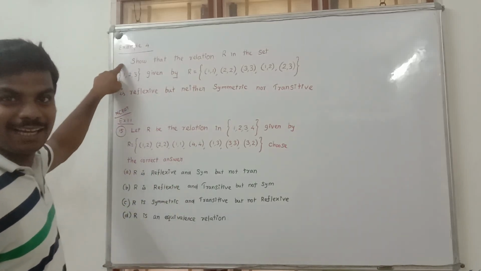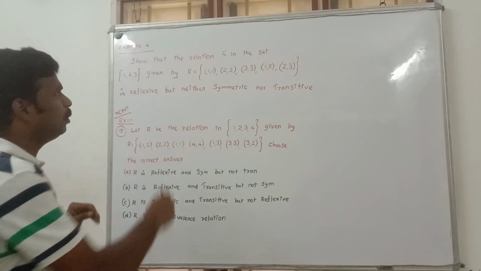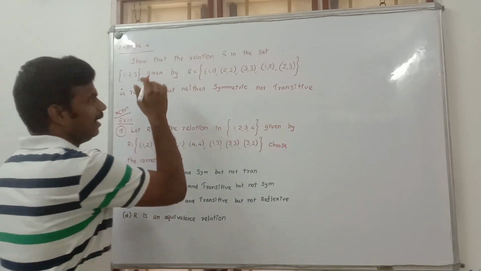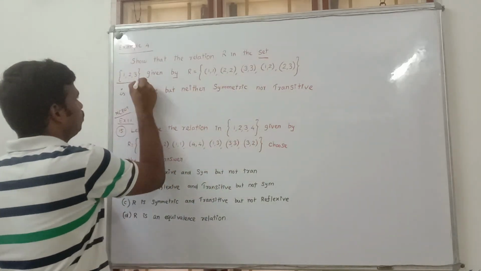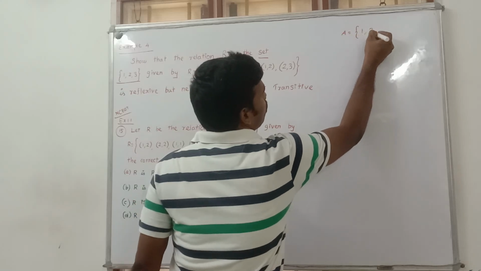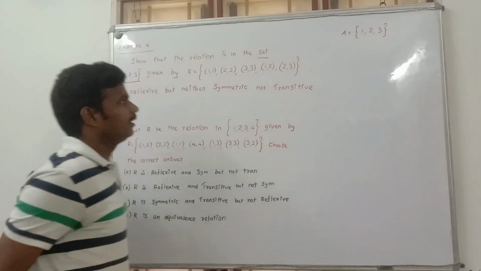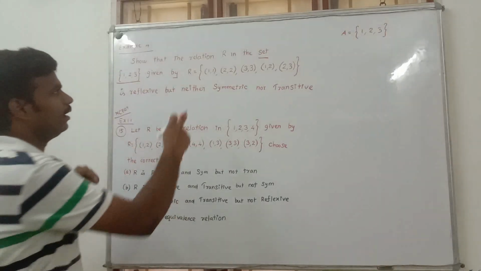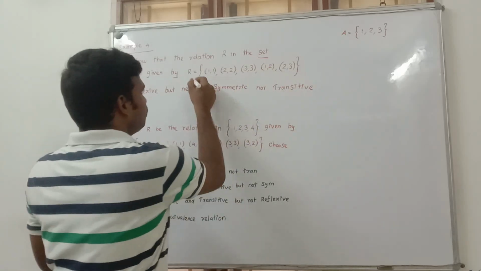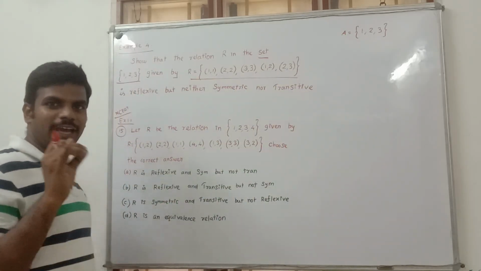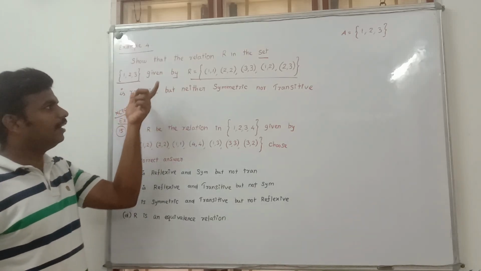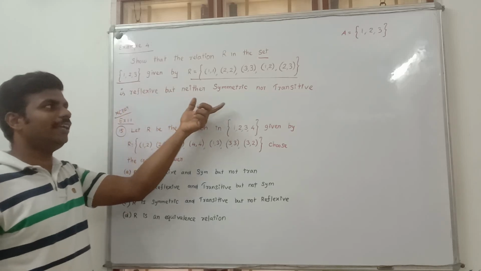This is your textbook example 4. In the question, show that the relation R in the set {1, 2, 3}. So first, what is important in the question is the set: A is equal to {1, 2, 3}. Next, the relation given in the question is {(1, 1), (2, 2), (3, 3), (1, 2), (2, 3)}. So the relation is also given in the question itself. We have to prove that the relation is reflexive but neither symmetric nor transitive.